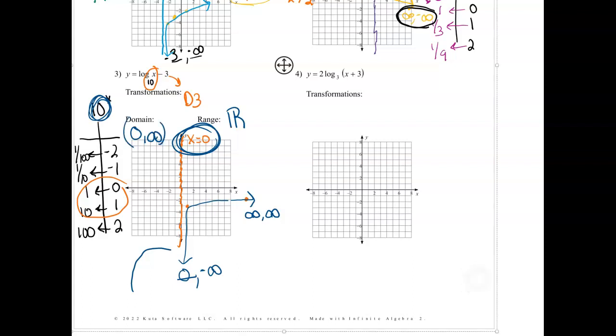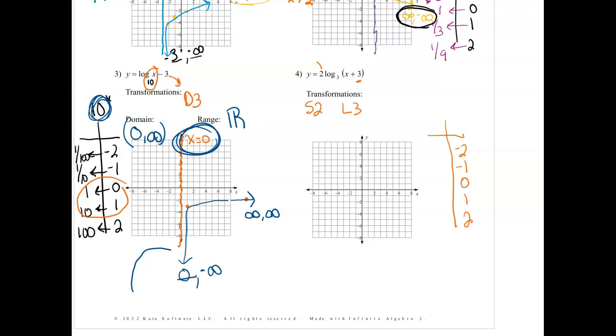And the final one, probably maybe the tougher one because we finally have a stretch. So let's deal with that real quick. So that 2, that is a stretch of 2. And this 3, that is that my points are going to go left 3. So now when I make my table, again, I'm just going to make one table. I'm going to put my -2, -1, 0, 1, 2 on the right side.